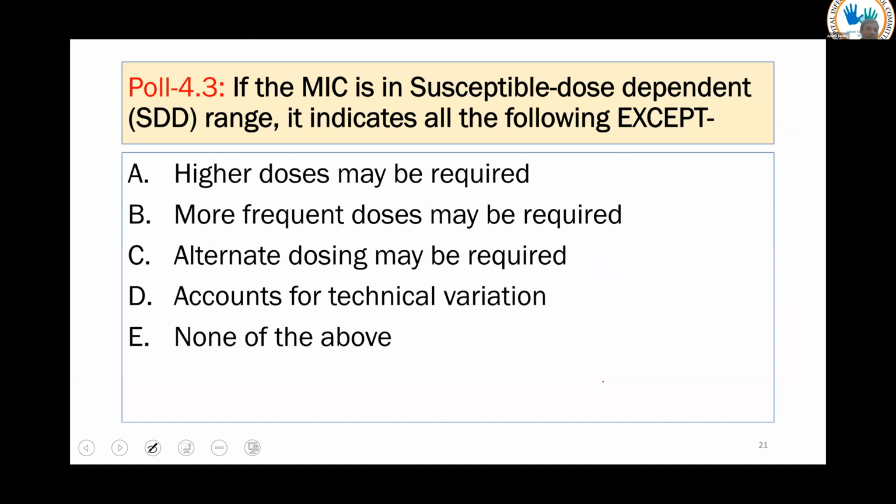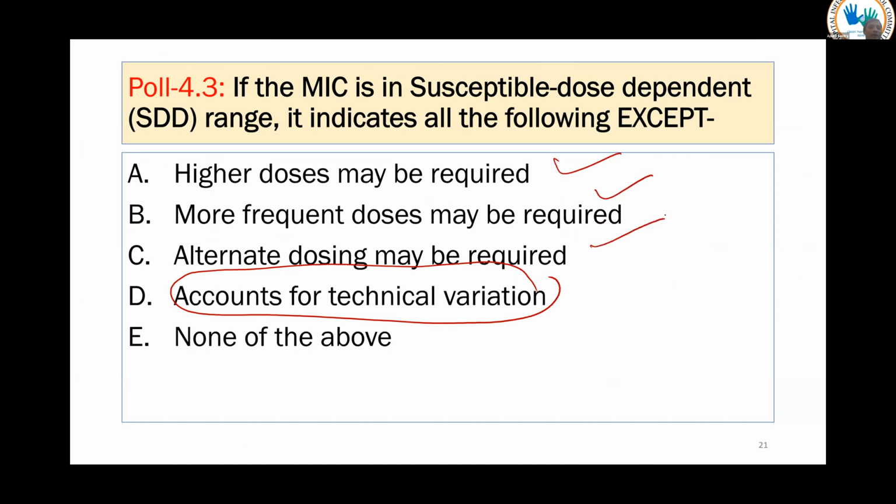The third question: if the MIC is in the SDD range, it indicates what? Again, till now the technical variation was not a component of SDD. The first three used to be the correct statements. Higher dose: SDD means there is a guarantee that increased dose will work, and more frequent dose also will work. More frequent dose will work, increased dose will work, and of course alternate dosing is a type of higher dose, and more frequent dose is a type of alternate dosing.